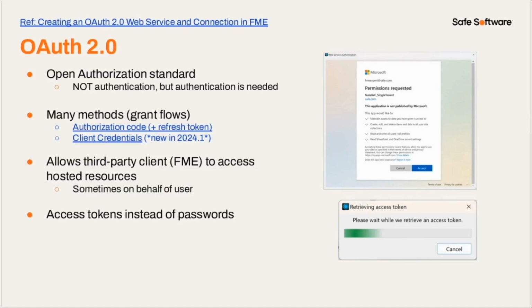And the whole idea of OAuth 2.0 is this use of access tokens instead of passwords to get at protected resources. And this is a much more secure way of accessing sensitive resources. And it is the current industry standard protocol for authorization. So you get that nice feature in FME.